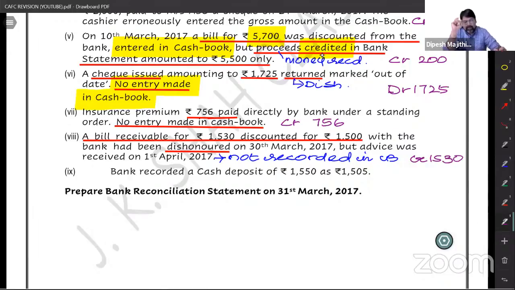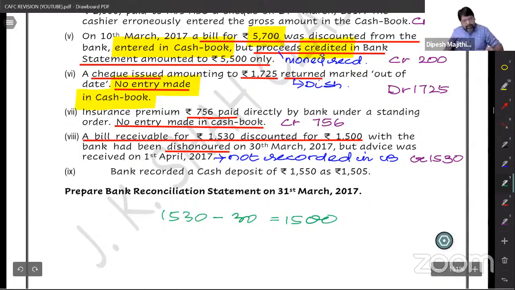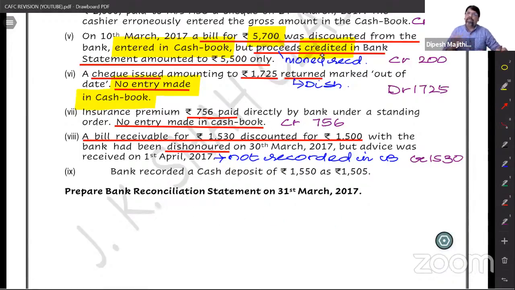This is a payment. So 30 rupees is the discounting charges. Don't get confused. I was to pay the bank 1,530. Bill value was how much? Bill value was 1,530. When I discounted, 30 rupees discounting charges, I got 1,500. On the due date, I am supposed to pay the bank 1,530 plus noting charges. Noting charges are not given. So how much am I supposed to pay? 1,530. Did I pay? Yes. Is it recorded in the bank? Yes. Is it recorded in the cash book? No. So it's a payment not recorded in the cash book.